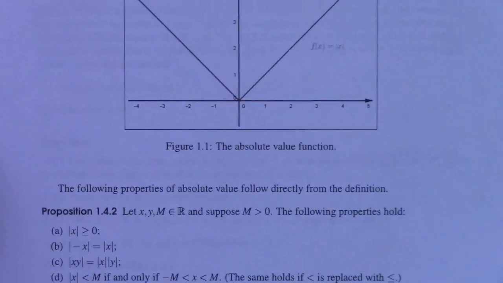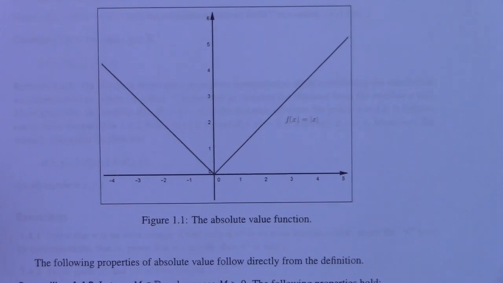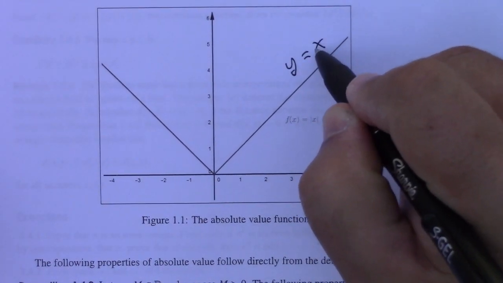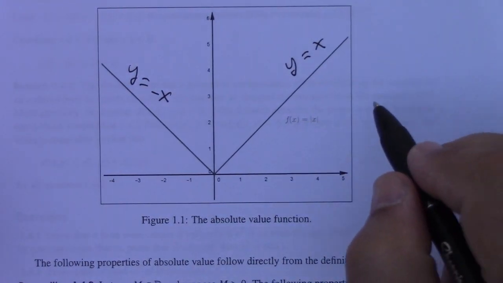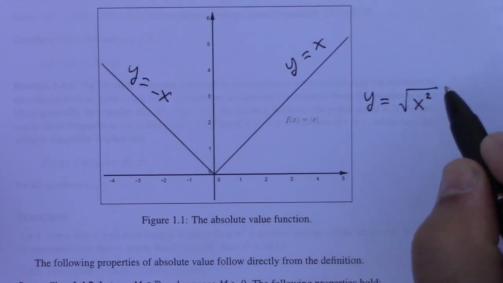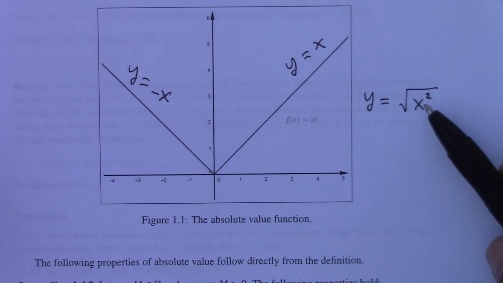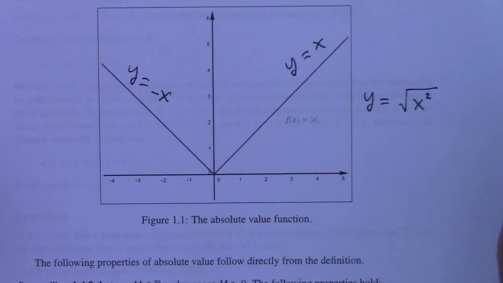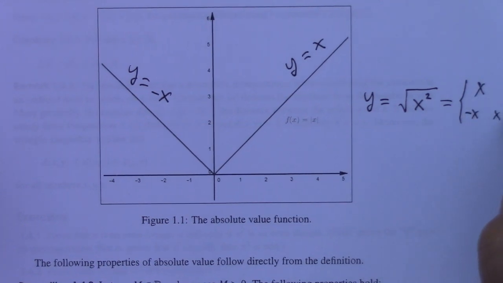Oh, they have kindly provided us a graph of absolute value. There's what it looks like. It's y equals x over here, right? It's y equals minus x over there. If you want a formula that does both at once, here's a fun fact. Y is equal to the square root of x squared. There's an algebraic formula for the absolute value function, because by convention, this is the positive square root. And so this is exactly the same as x for x non-negative, or minus x for x less than 0. Same animal.